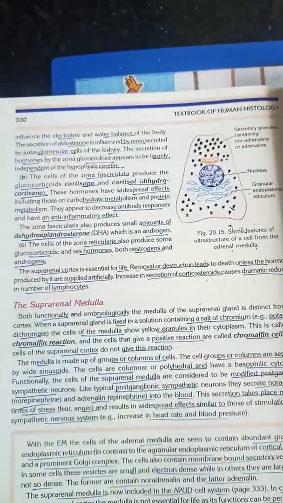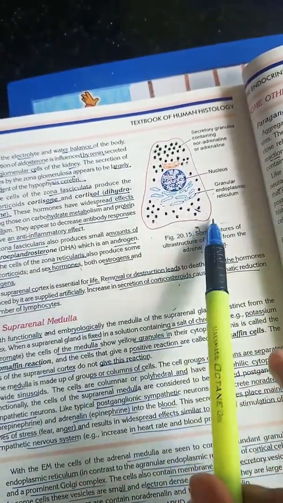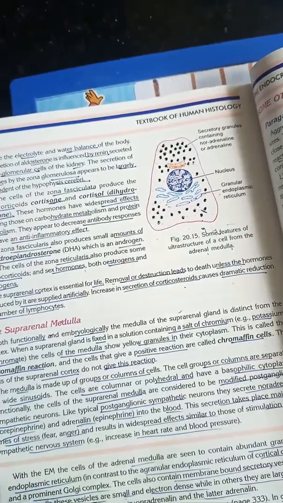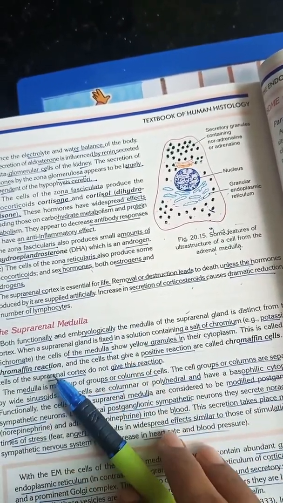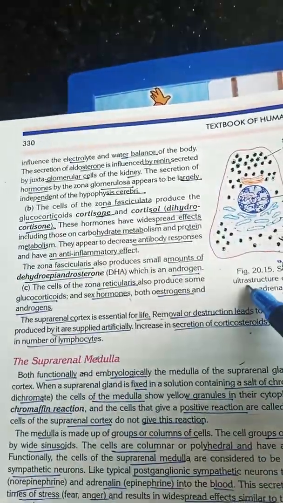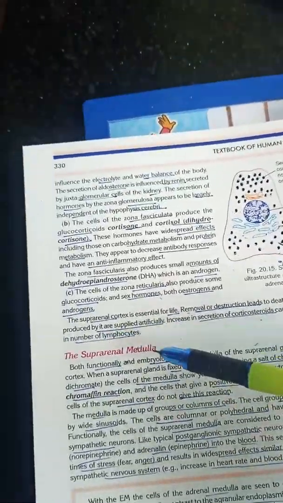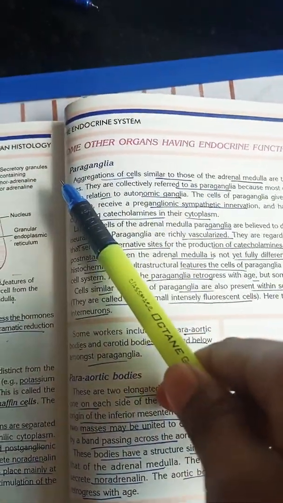The medulla has only chromaffin cells, the chromaffin reaction, and the difference is the granular endoplasmic reticulum. It is not only regulating blood pressure and heart rate, but increasing sympathetic activity. It is not useful for any other hormones, so it is not so essential. Whenever it is removed, there is no problem because the same function can also be performed by the chromaffin tissues. Now let us see some other organs that also have endocrine functions, like the paraganglia.